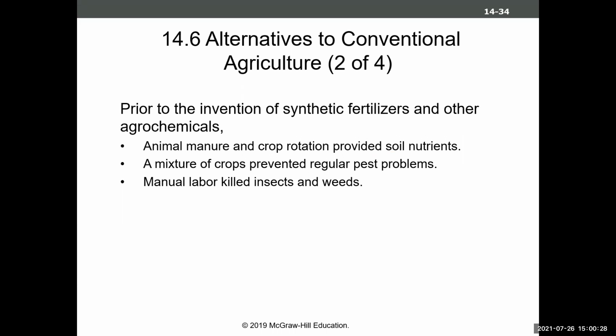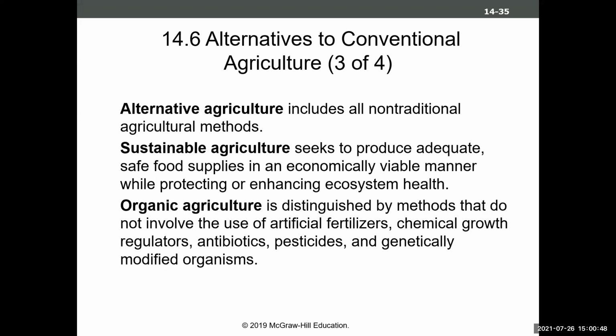Before synthetic fertilizers and other chemicals, animal manure and crop rotation helped to provide soil nutrients. You would use a mixture of crops to prevent those pest problems, and then manual labor to get rid of insects and weeds. When we look at some ways to do alternative ag, you could do what's known as just alternative agriculture, so all non-traditional agricultural methods. You could do sustainable ag, which is where you want to generate safe food supplies in an economically and ecologically healthy manner, where you're generating funds, you're generating food for the population, but you're also doing it while maintaining ecosystem health. And then the other one is organic agriculture.